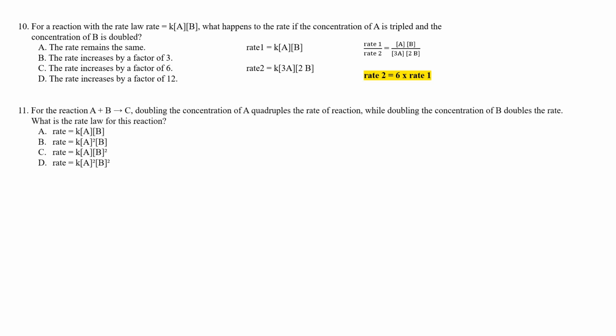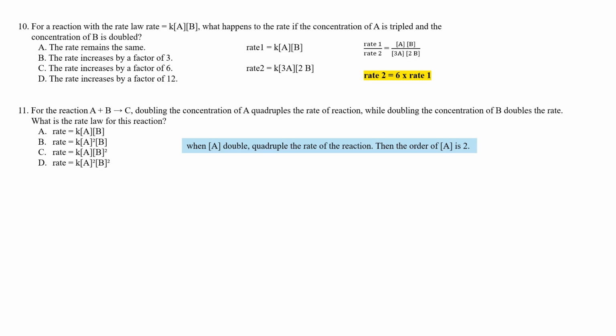For the reaction A plus B goes to C, doubling the concentration of A quadruples the rate of reaction, while doubling the concentration of B doubles the rate. Now we need to determine the rate law for this reaction. When A doubles and the rate quadruples, what is the order with respect to A concentration?